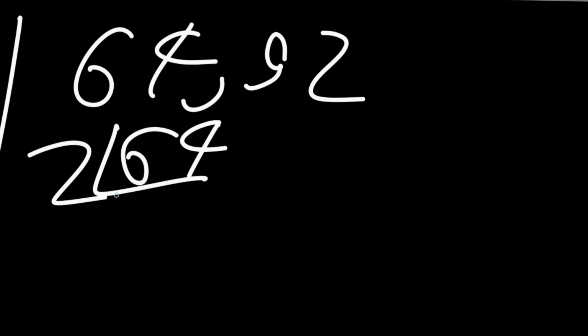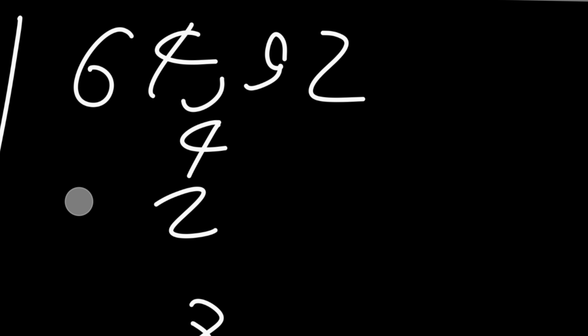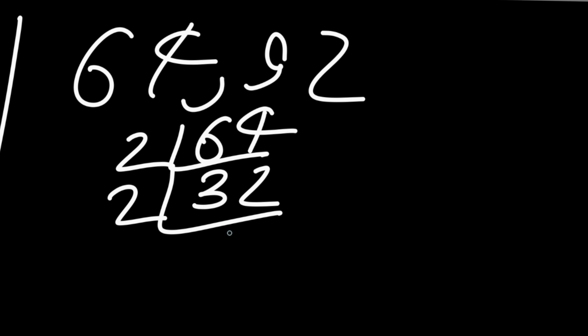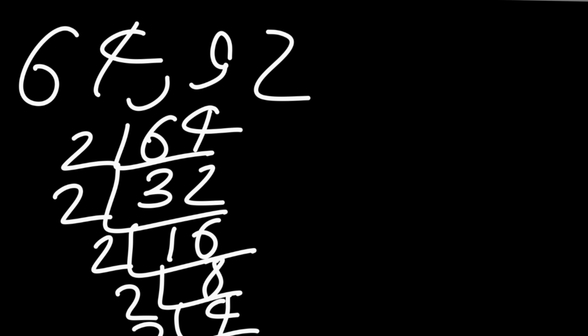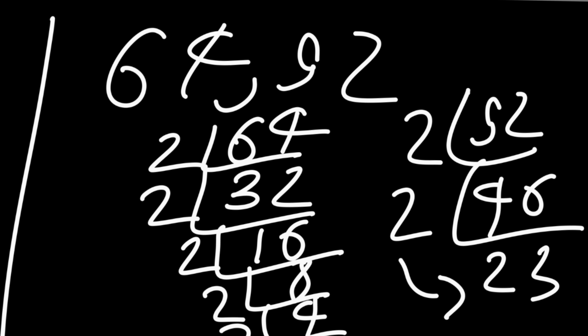Let's divide them separately. Let's do it neatly. 64, 2 32s are, 2 16s are, 2 8s are, 2 4s are, 2 2s are. For 92, I forgot what it was. With the screen, 92 divided by 2 is 46. 46 is 2 23s, I think. Yes, you cannot divide much more than that, so this is the number.